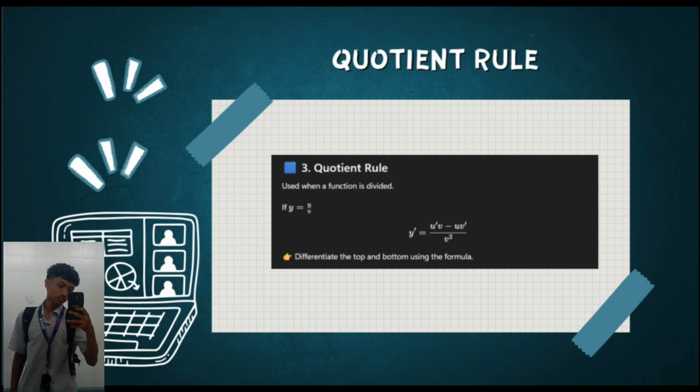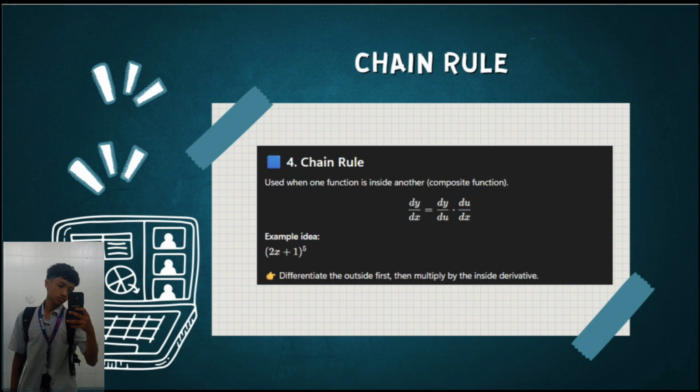Next is the quotient rule. The quotient rule is used when a function is divided. If y equals u over v, then the formula would be y prime equals u prime times v minus u times v prime, over v^2. So basically differentiate the top and bottom using the formula.